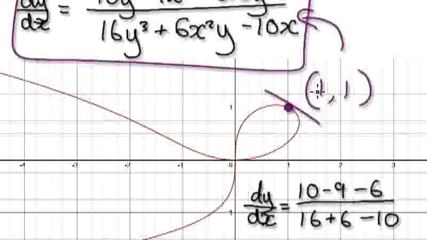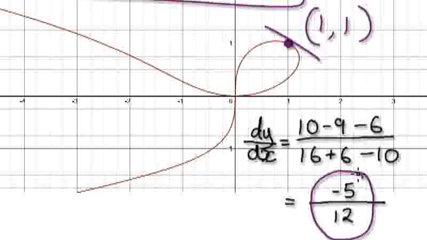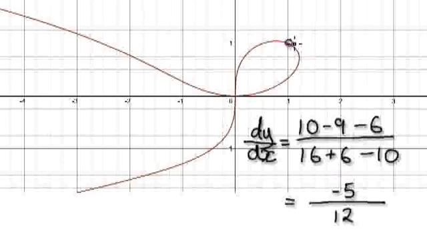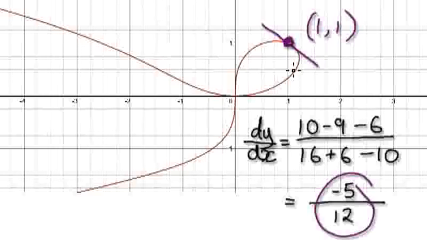So yeah, it will give you dy by dx as minus 5 over 12. So now you have a gradient at this point, and you know it crosses 1, 1. So now you've got a line that has a gradient which you know, and it crosses at a point which you know. So you should be able to work out the equation of a straight line.